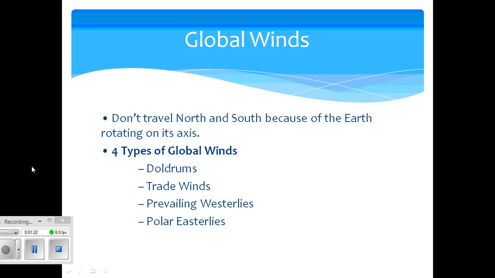Global winds do not travel straight north and south because of the natural rotation of the Earth on its axis. Now, there are four types of global winds. They include doldrums, trade winds, prevailing westerlies, and polar easterlies.